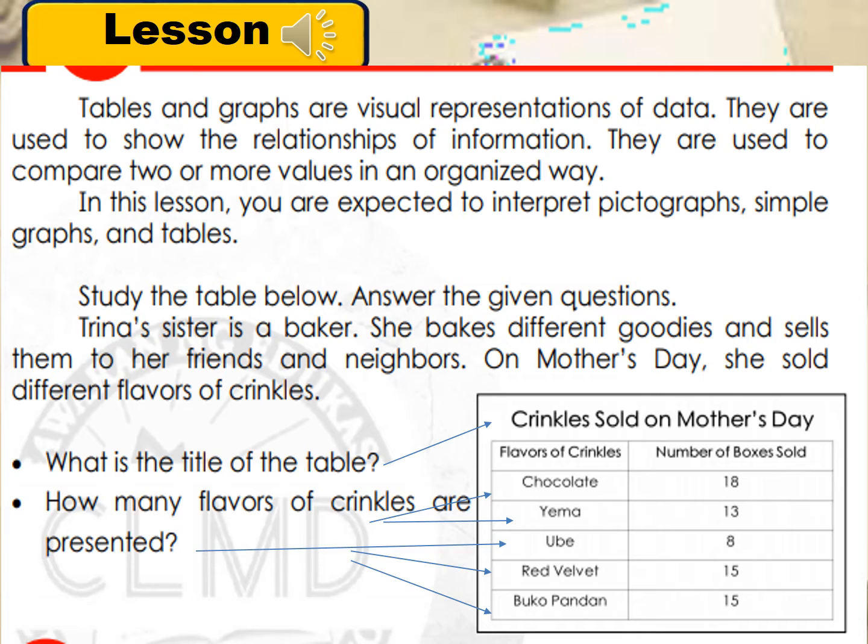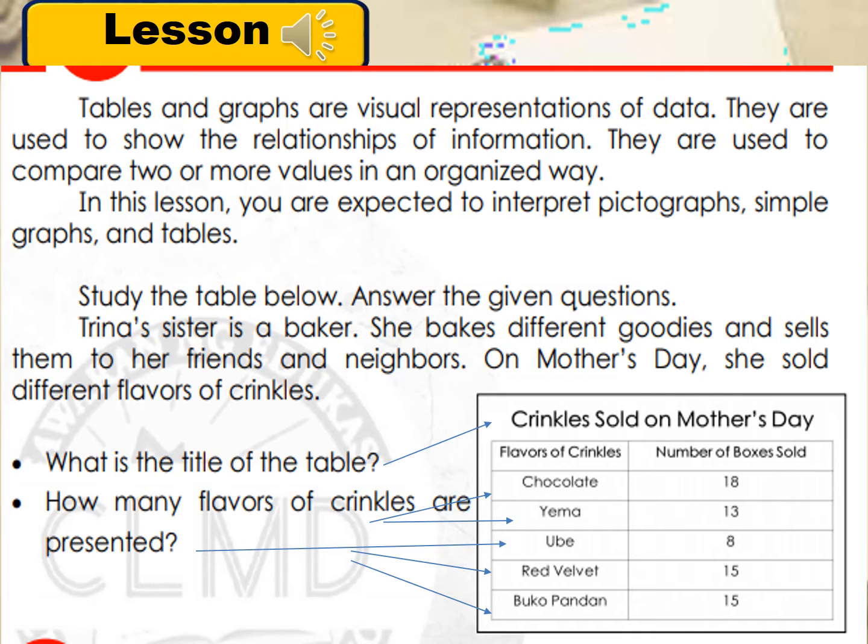Now let's study the table below. Trina's sister is a baker. She bakes different goodies and sells them to her friends and neighbors. On Mother's Day, she sold different flavors of crinkles. So let's see, what's the title of the table? From the arrow, you can see the title is Crinkles Sold on Mother's Day.